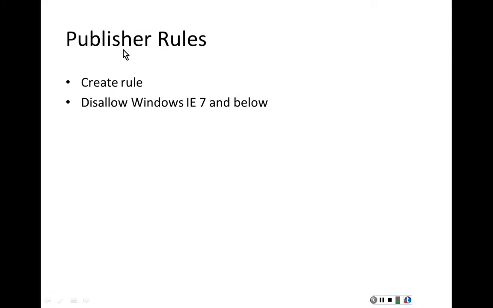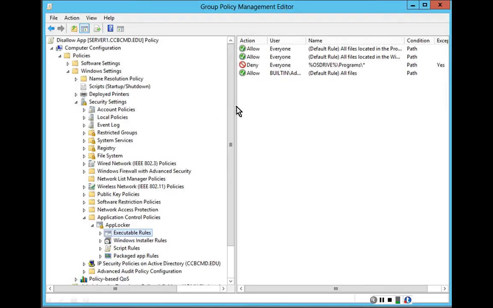So what we can do is create a publisher rule, whereas a path rule said either this file can run or it can't run. A publisher rule says that an application can run based upon its version. So we can create a publisher rule that will disallow Windows Internet Explorer version 7 and below.